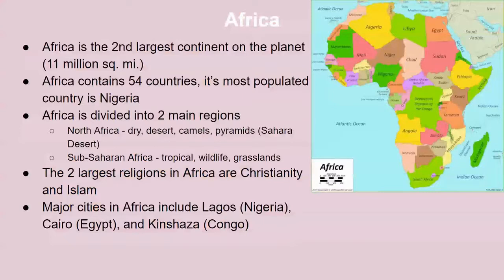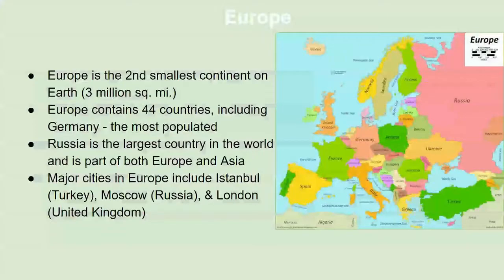All right. Now, going from the two largest continents in the world to one of the smaller continents, we have Europe. Now, even though Europe is actually the second smallest continent, it's only bigger than Oceania, which we'll get to shortly, it still has 44 countries inside of it, right? And that's a lot.